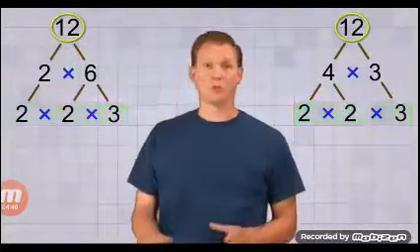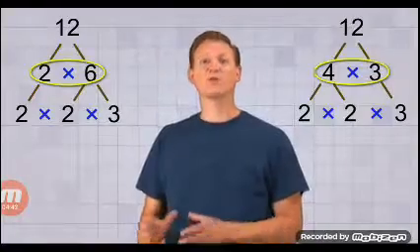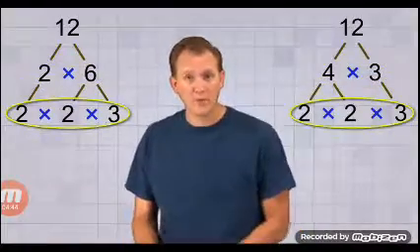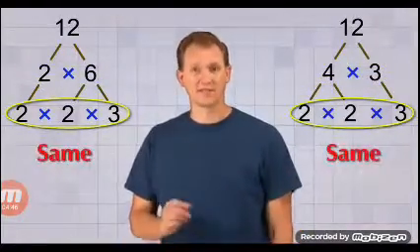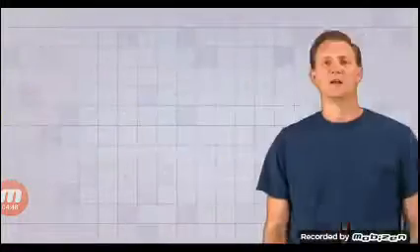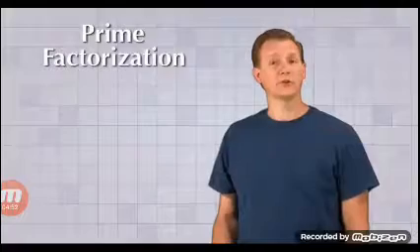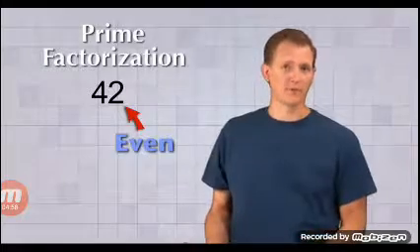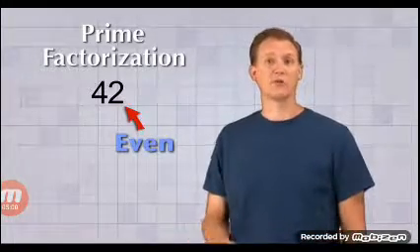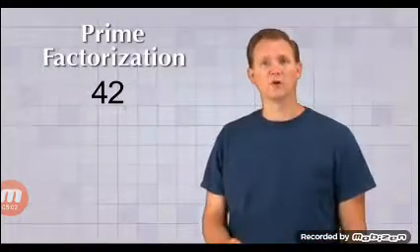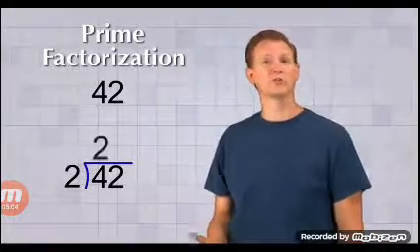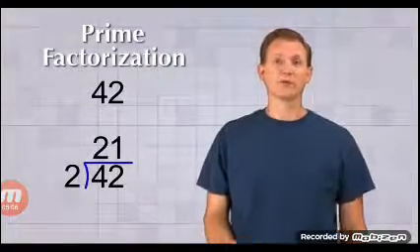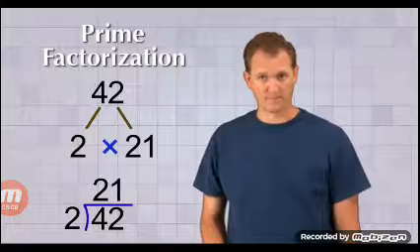That means, no matter which way you start factoring, as long as you factor all the way down to prime numbers, you'll always end up with the same group of prime factors. Let's try just one more to make sure you've got it. Let's find the prime factorization of 42. Well, for the first step of our factoring, I see that 42 is an even number, so that means that we can divide it by 2 to get our first two factors. So 42 divided by 2 equals 21. So we can factor 42 into 2 times 21.